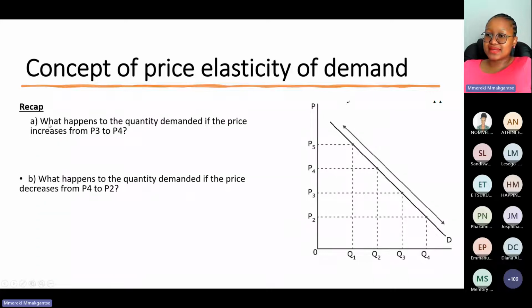So looking at our graph, let's start with A. What happens to the quantity demanded here if the price increases from P3 to P4? What happens to the quantity demanded if the price increases? Give me my answers.